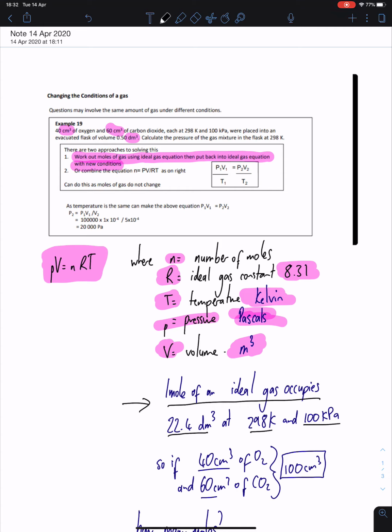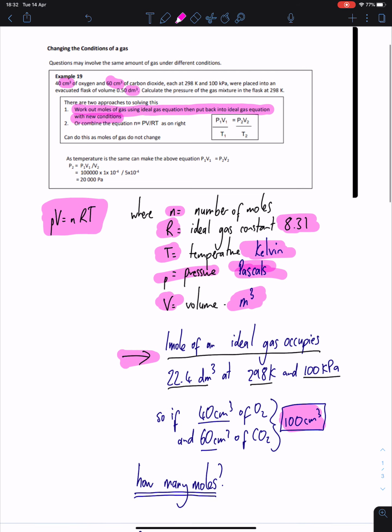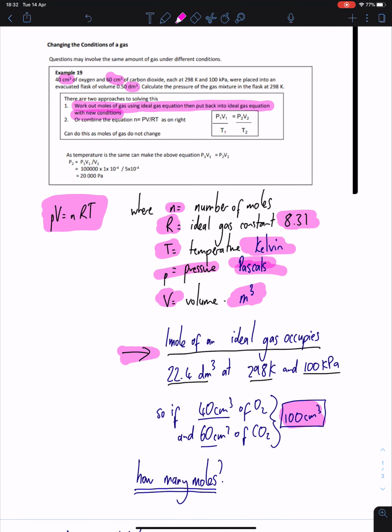So the first thing to do then is, if we know we've got 40 cubic centimeters of oxygen, 60 cubic centimeters of CO2, that gives us a total of 100 cubic centimeters. We can use that bit of information about the molar volume that an ideal gas occupies to work out how many moles we've got in that 100 cubic centimeters. Okay, so we're going to do that.